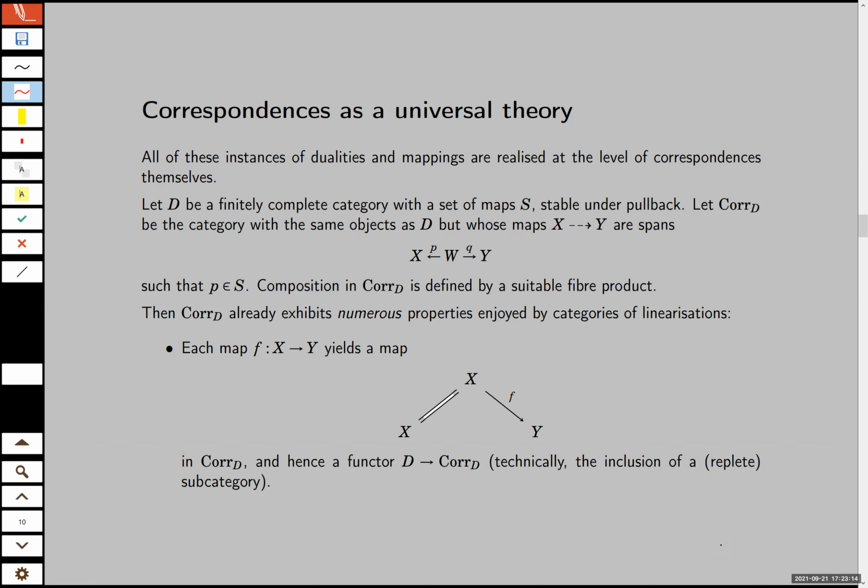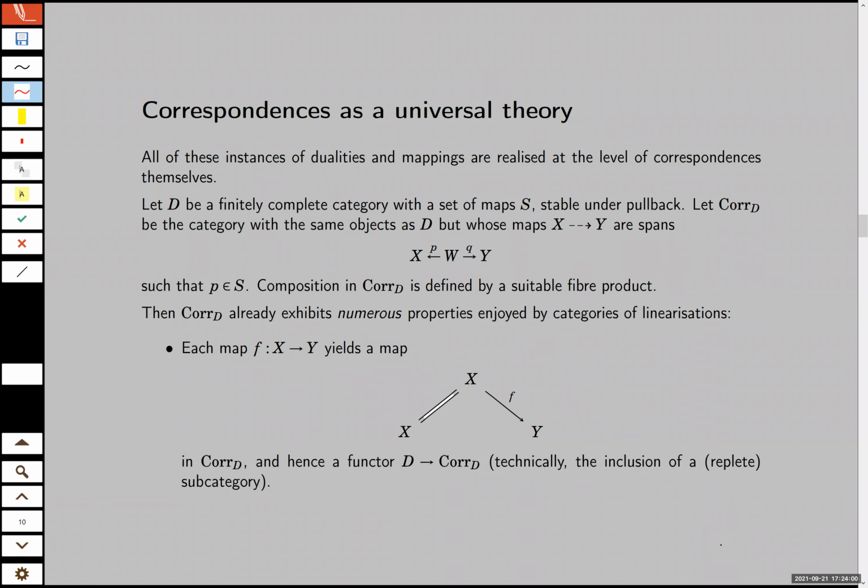So from now on, I'm going to start talking about correspondences in the abstract, and how the category of correspondences already carries many of the properties that you might expect of categories of linearizations in the examples: vector spaces of functions, derived categories of sheaves, graded abelian groups, cohomology. These things we can add, and we can pull back and push forward, and we can take adjoints. And actually, we can do most of this stuff already in correspondences.